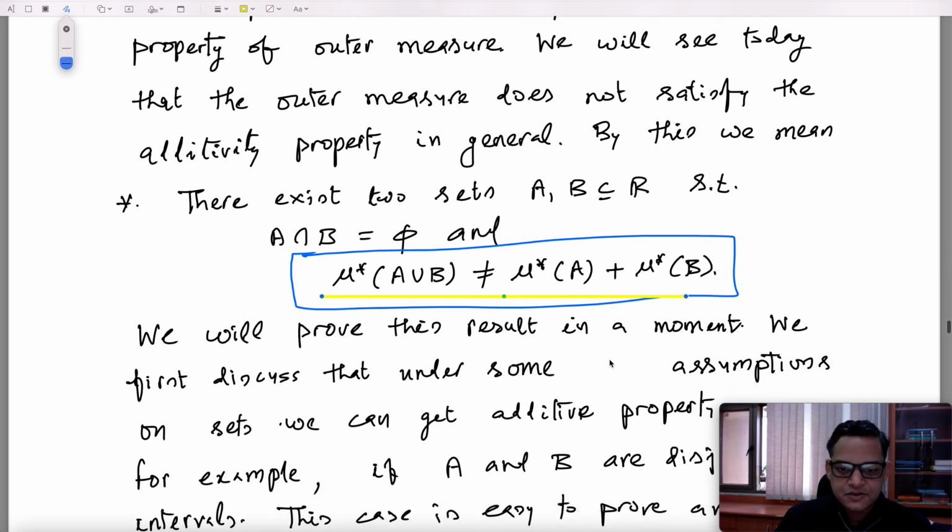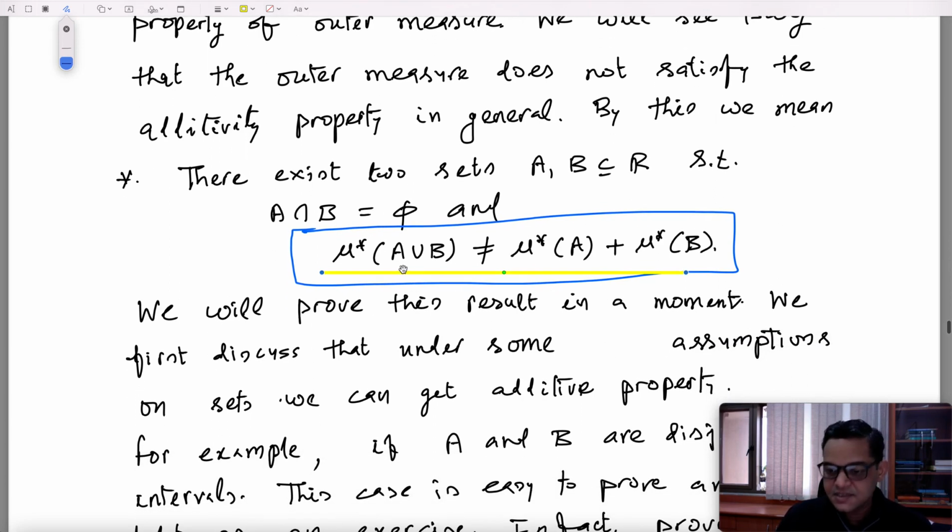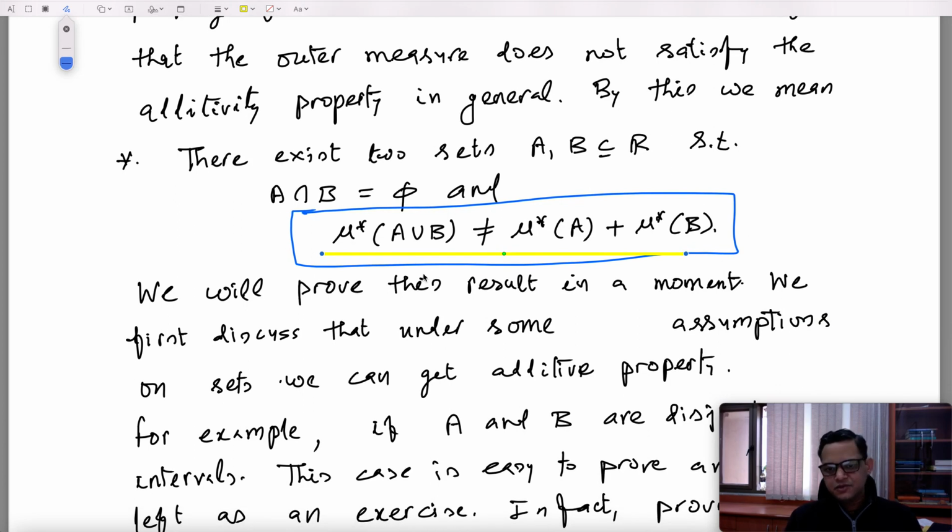Anyway, this is the property we are going to discuss today, and in fact what we will show is that there exist two sets A and B, for which this equation fails: mu star of A union B is not equal to mu star A plus mu star B, and A and B are disjoint. We will show the existence of such sets.